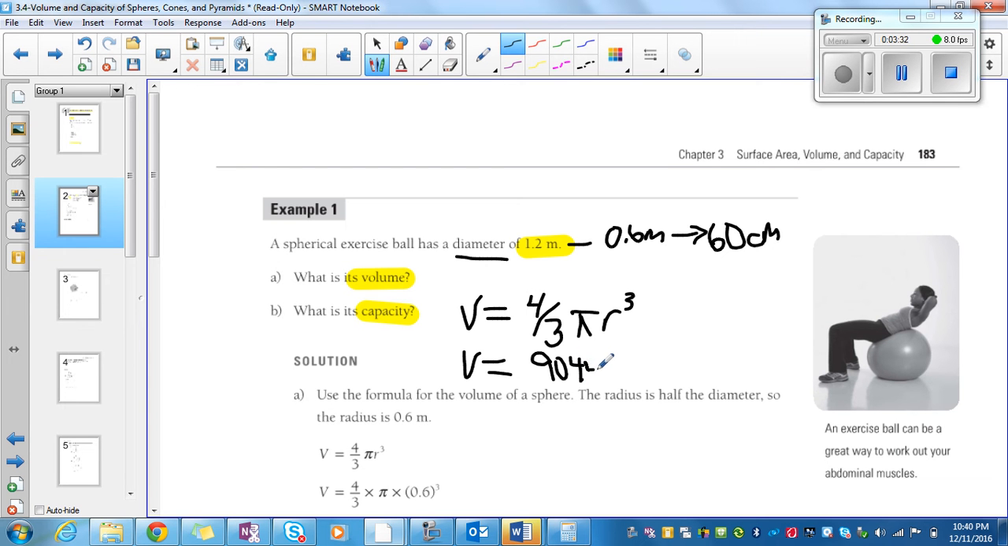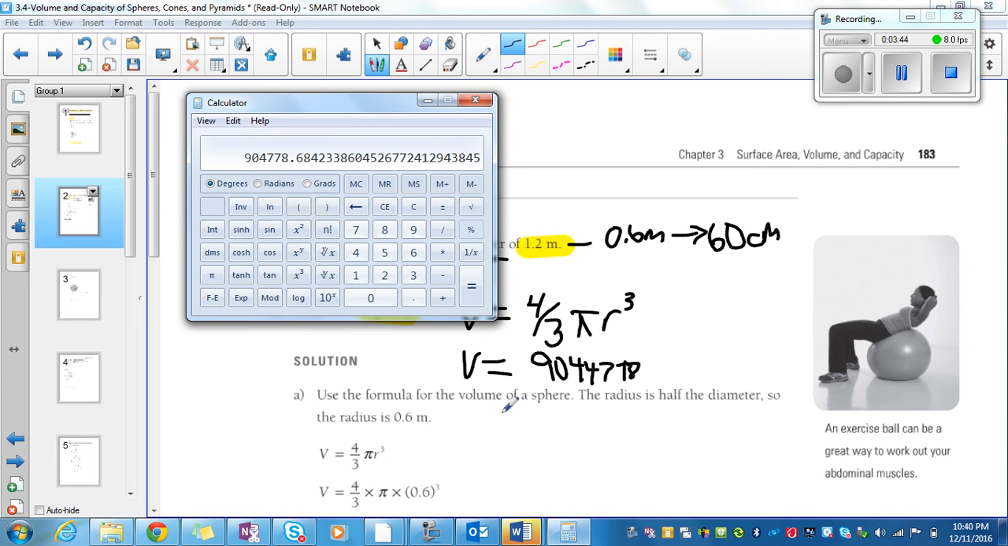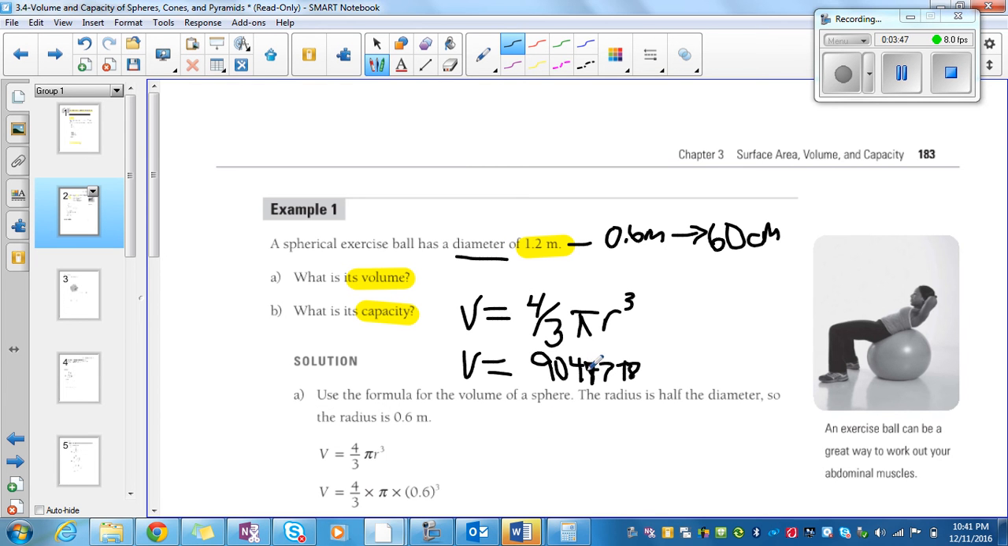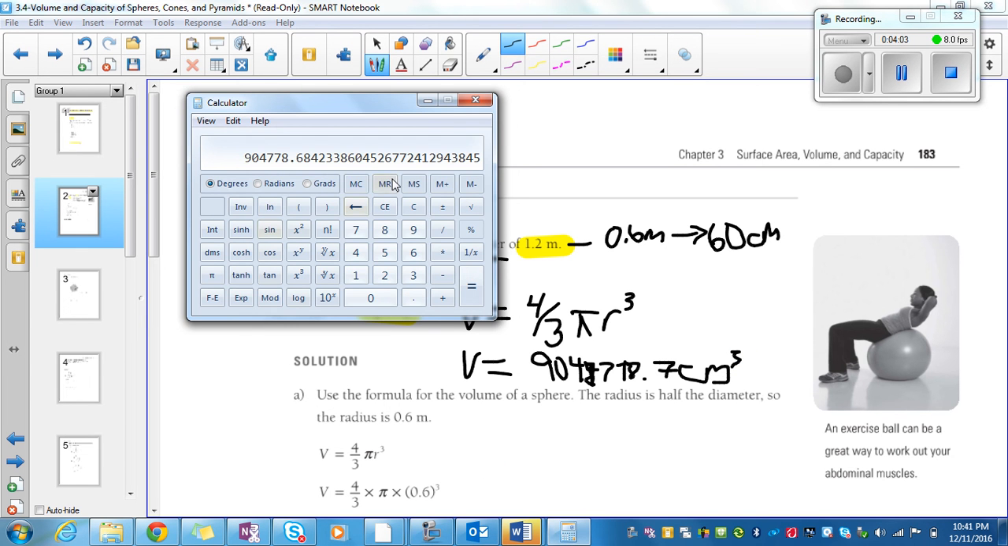I think I added one number too extra. Yeah, there's only one 4, so let's take this 4 away. 0.7 centimeters cubed. If we wanted to know the capacity, we could just do like we have been in the past and divide by 1,000. So I take my answer, I divide by 1,000. The capacity is 904.7 or 0.8 liters.